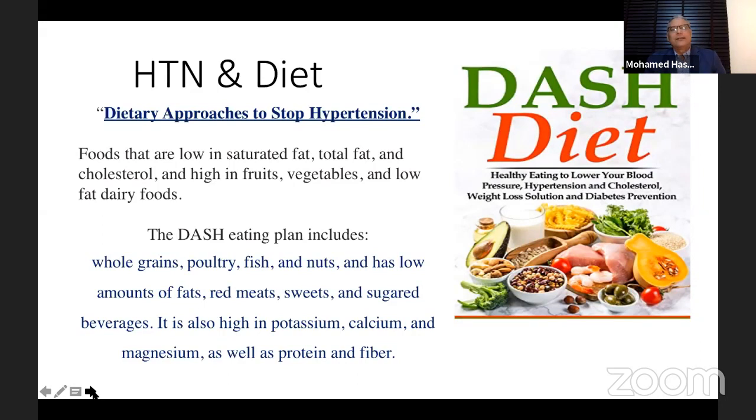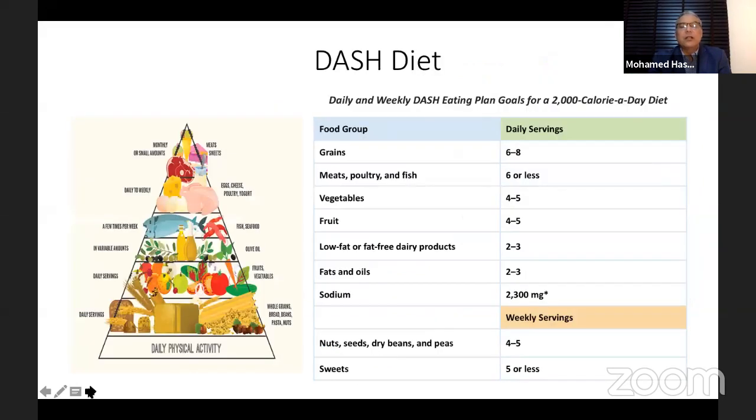So the DASH diet. The DASH diet is an abbreviation of the words dietary approaches to stop hypertension. Now, foods that are low in saturated fat, in total fat and cholesterol, but are high in fruits, vegetables, and low-fat dairy foods are considered to be the main staple of the DASH diet. So, for example, whole grains, poultry, fish, and nuts, and these you can have on a regular basis. Small amounts of low-fat red meats, sweets, and sugared beverages would also be recommended. Increasing potassium, calcium, and magnesium, as well as fiber and protein, would be recommended.